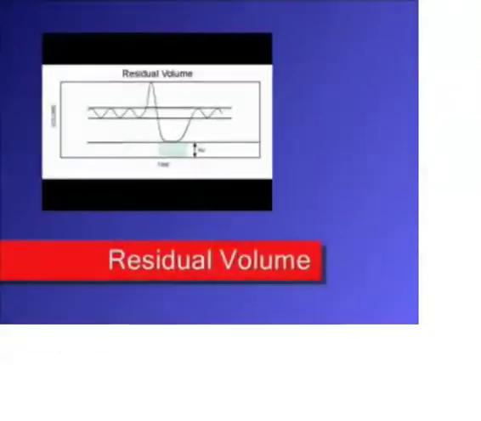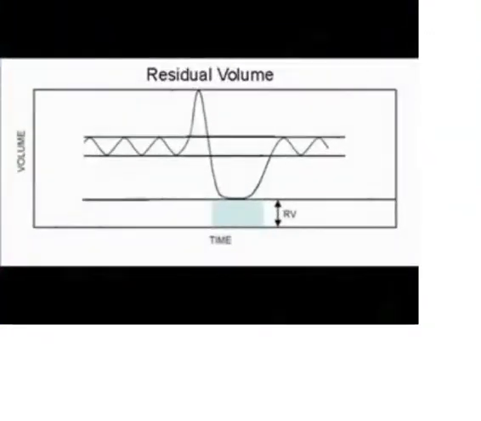The residual volume is the amount of gas remaining in the lungs after a maximal expiration. So as you're sitting there and you blow all the way out as far as you can, the amount of gas that remains in the lungs is the residual volume. Normally, it's 20% of the total lung capacity. The residual volume cannot be exhaled, so it cannot be measured directly with spirometry.